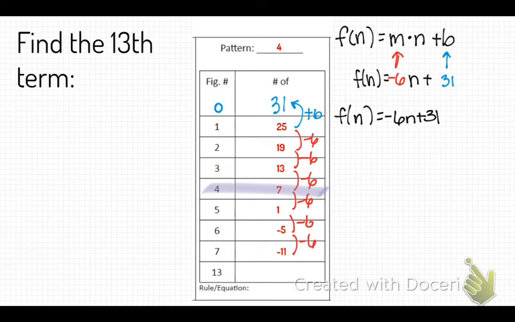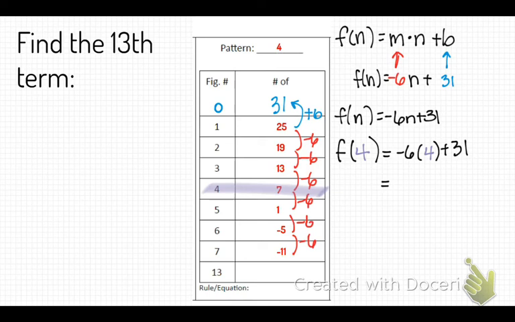Will you always be able to check it? Sometimes if I give you a table and I say find all this information, yeah. But other times I might just give you just a pattern, and you would need to figure out which term it is. So I'm looking for f of 4 because it's my 4th term equals negative 6 times 4 plus 31. Okay. What is negative 6 times 4?